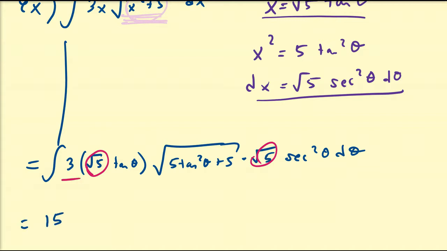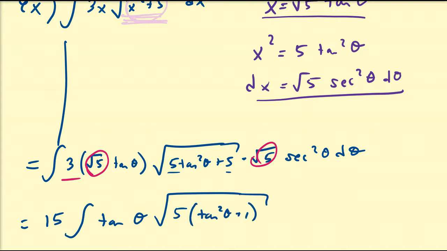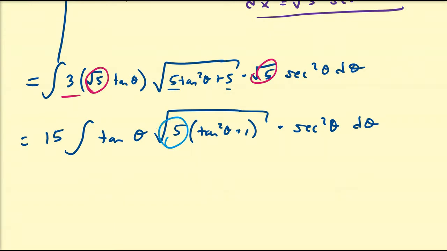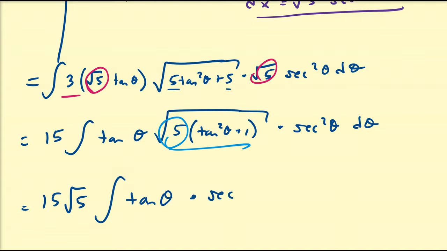So this is going to be 15 times the integral of tangent of theta times the square root, and I'm going to factor out a 5 out of this, so 5 times tangent squared of theta plus 1 times secant squared of theta d theta. So remember, we can factor out this square root of 5 outside of this primary square root, and then we're going to be left with 1 plus tangent squared, which is secant squared, and the square root of the secant squared will cancel. So this is just going to be equal to 15 square root of 5 times the integral of the tangent of theta times secant of theta times secant squared of theta d theta.